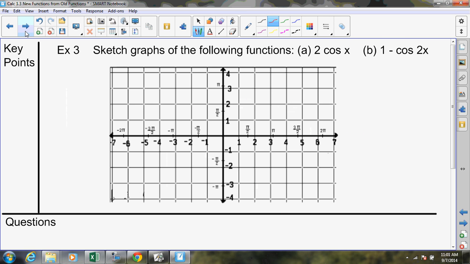Our third example, sketch the following graphs. Well, if we're going to sketch the graph, we kind of have to keep in mind what the parent functions look like, because if you don't remember what the parent function looks like, it's difficult to sketch the child. So, sketching the parent, cosine of 0 is 1, cosine of 90 is 0, cosine of pi is negative 1, and coming over and coming up. And so what we have is this shape.